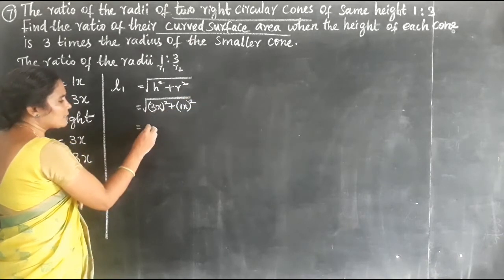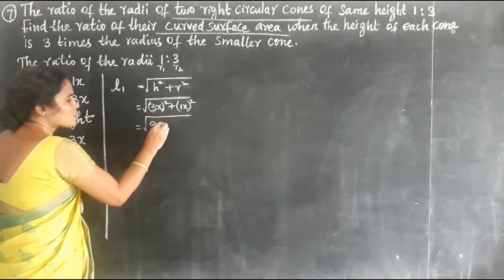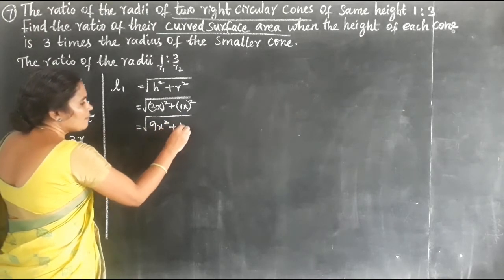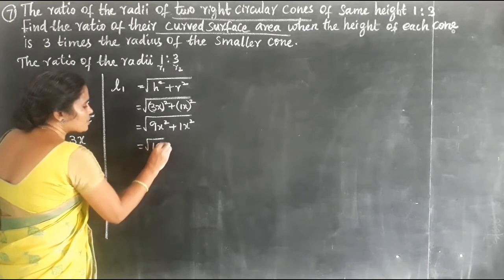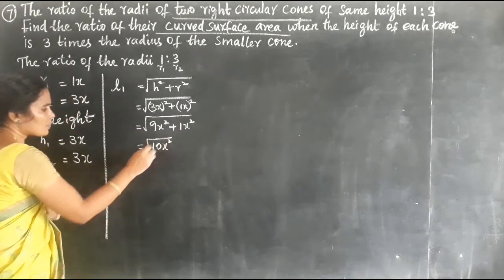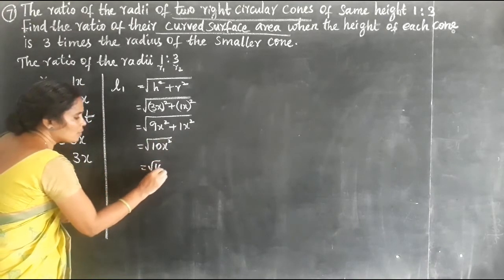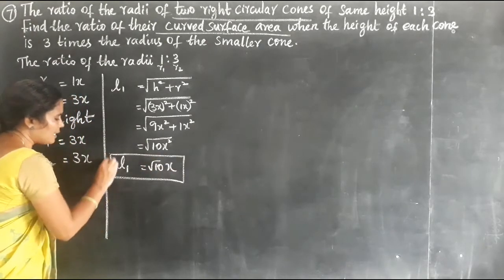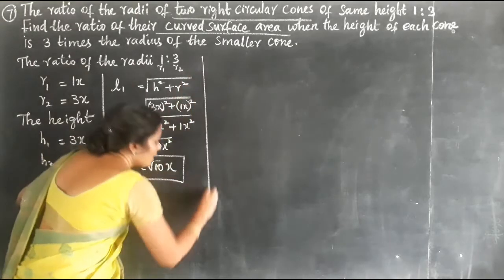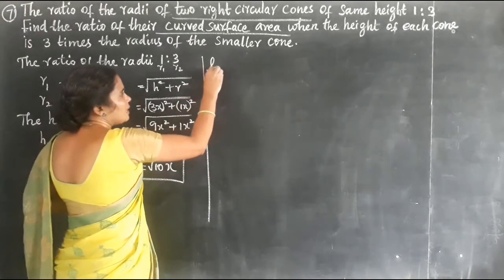Okay, so 3 into 3, 9x square plus 1 into 1, 1x square is equal to root 10 x square. So square and square cancel. Here we have root 10x. So L1 is equal to root 10x. Now let us find L2, the slant height of L2.